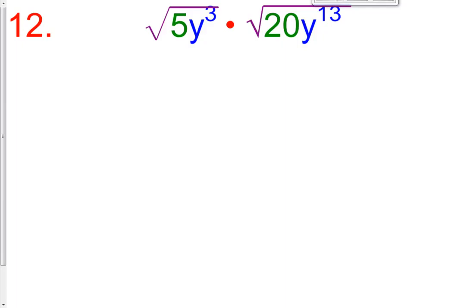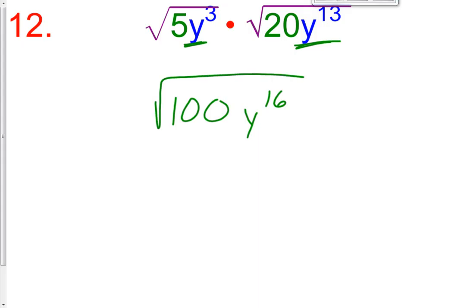Again, as long as both of them are underneath the radical, you can multiply the numbers together. So when we multiply 5 times 20, we get 100. When we multiply y cubed times y to the 13th, we get y to the 16th. When there are common bases, we add their exponents. So now we have the square root of 100 y to the 16th.